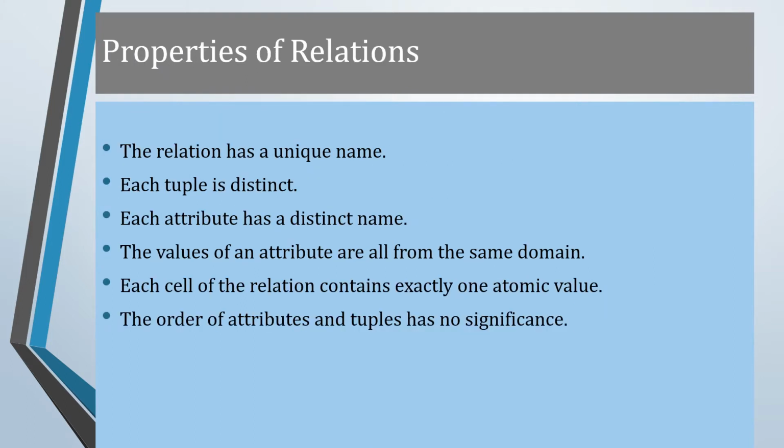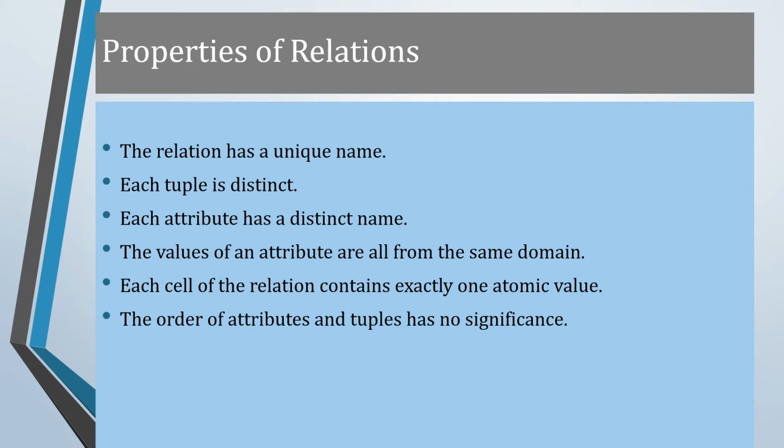Now let us discuss the various properties of relations. The first one is that every relation in a database should have a unique name. Second, every tuple should be distinct. That is, no two rows should have the same values for all the attributes. Third, every attribute should have a distinct name. That is, no two columns should have the same column name.